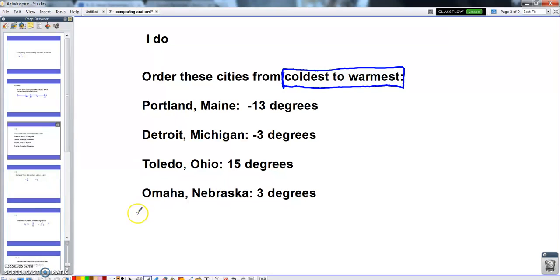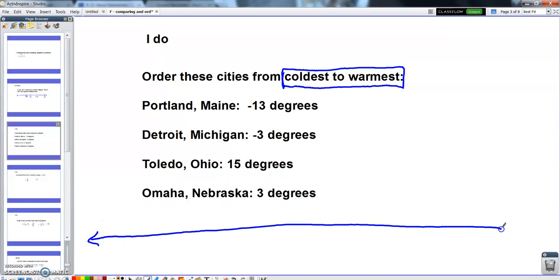The easiest way to make sure you don't make a mistake is this. On a number line, greater numbers have always been to the right, and lesser numbers have always been to the left. And that still holds true with negatives. I'm going to put my 0 in here. And if I put in some temperatures here, like 5, 10, 15 that are positive, and then negative 5, negative 10, negative 15 that are negative, I'm going to put each city on this number line, and then it's going to be easy to tell because I can just go from left to right.